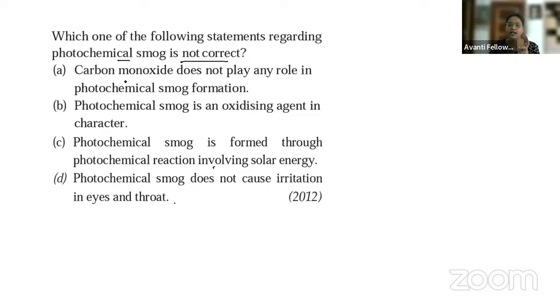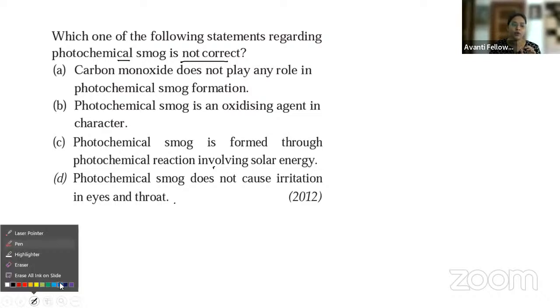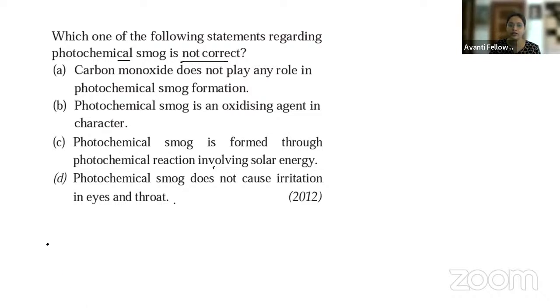जो photochemical smog concept है उसके बारे में कौन सा बिलो स्टेटमेंट है जो करेक्ट नहीं है. तो मैंने अभी आप लोगों को बताया photochemical smog क्या होता है कि yes आयुषी B answer. Okay, let's check. So which is not correct.